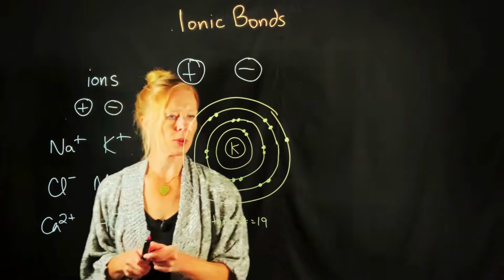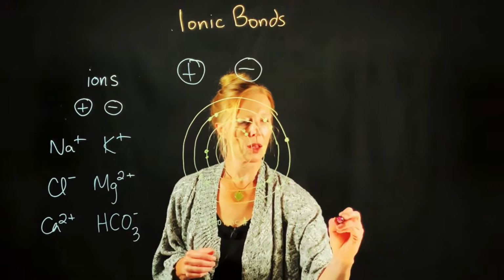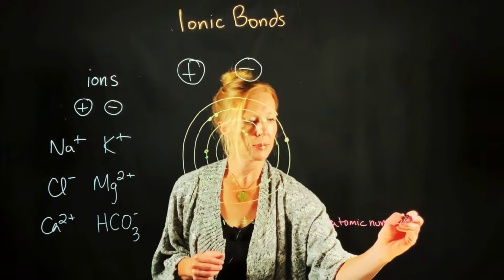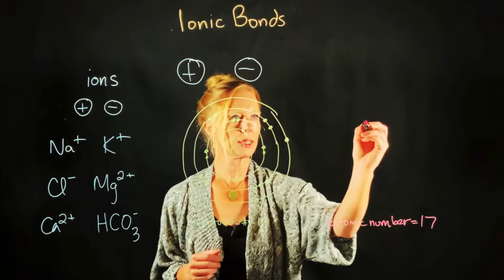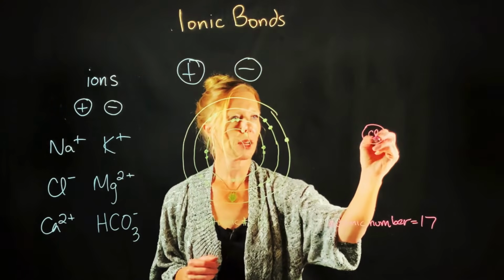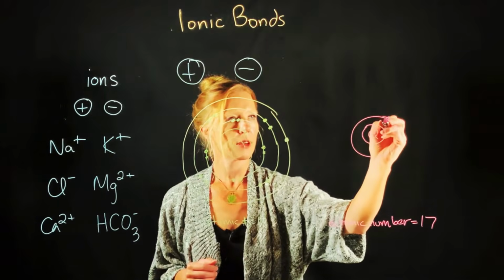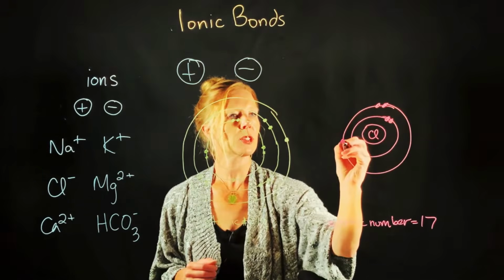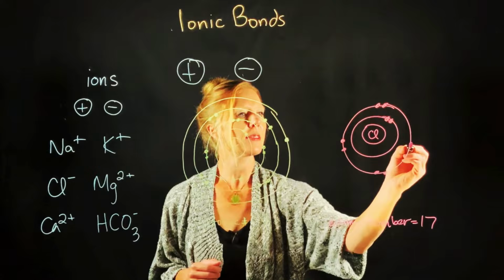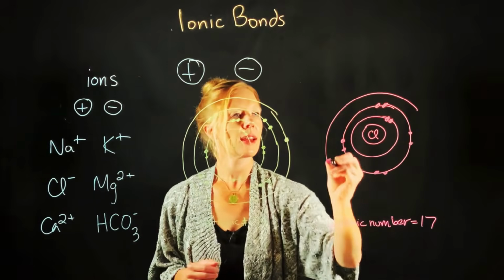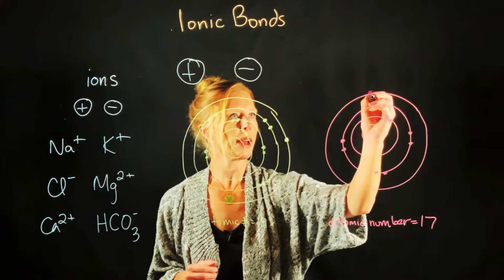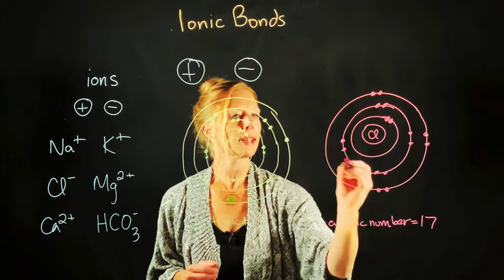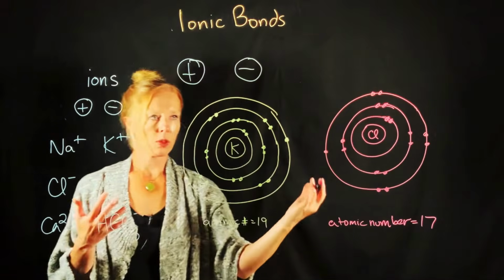All right, and then next to it, let's draw an atom of chlorine. Our atomic number is going to be, in this case, 17. So 17 electrons. Here's our atomic nucleus, so chlorine. Here's our first electron shell with 2 electrons, second shell with 1, 2, 3, 4, 5, 6, 7, 8, and then a third shell, and that is going to have 7. So 1, 2, 3, 4, 5, 6, 7. Okay, so look at these 2 atoms.